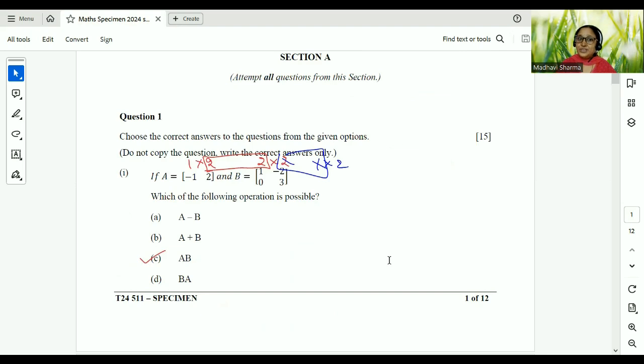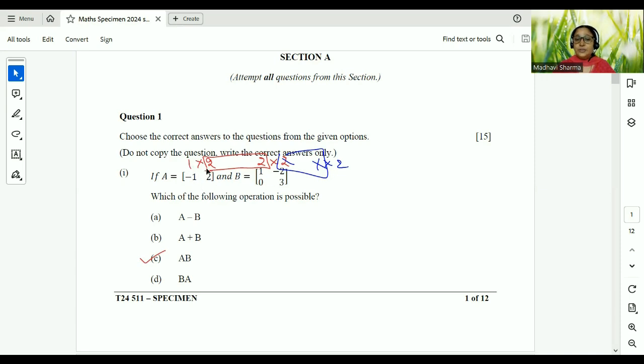Section A, attempt all questions from this section. Question 1, the MCQ part. Do not copy the question, write the correct answers only. Please children, take care. If A is this and B is this, which of the following operation is possible? Definitely it is AB, that is multiplication of A into B.